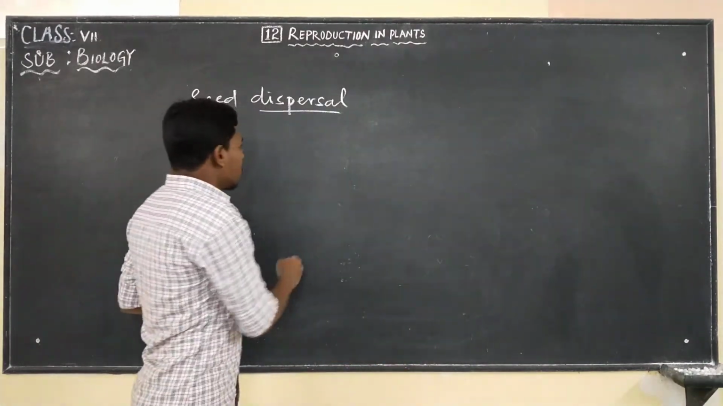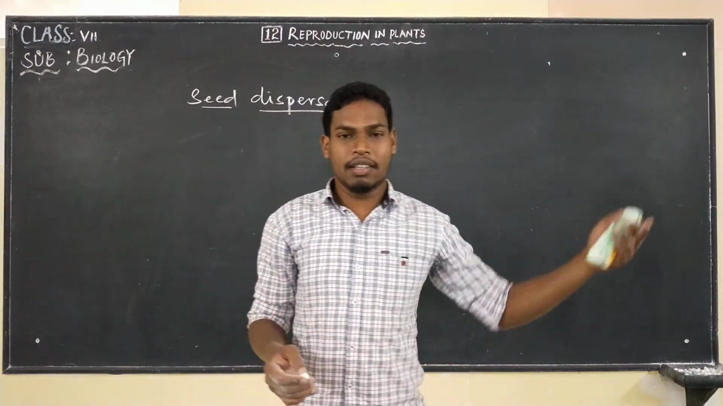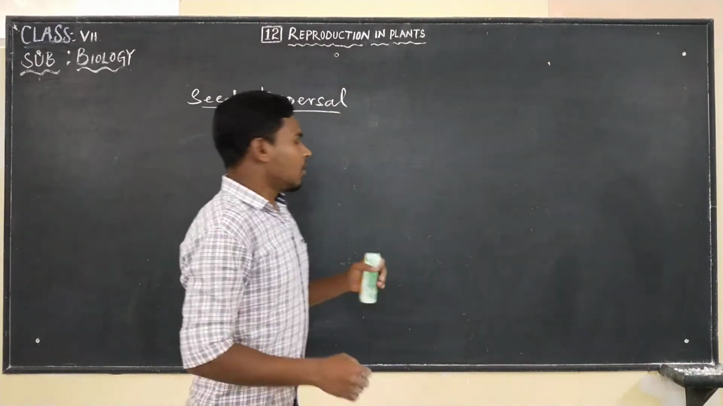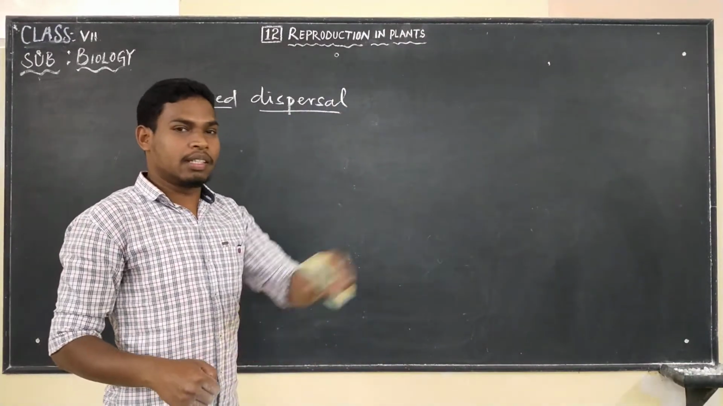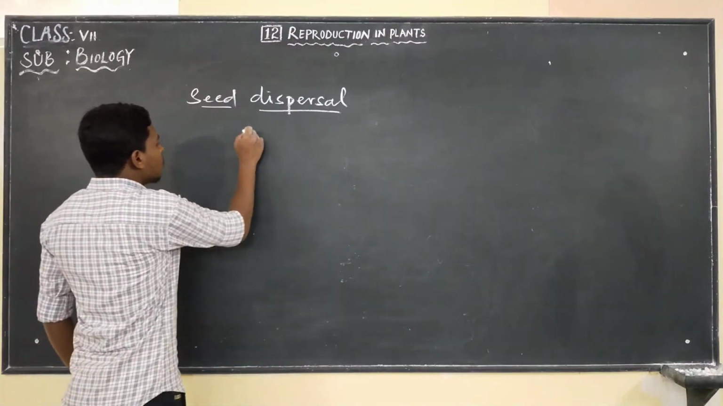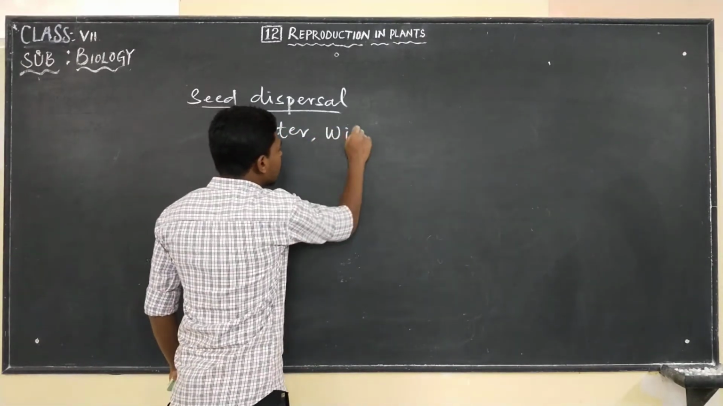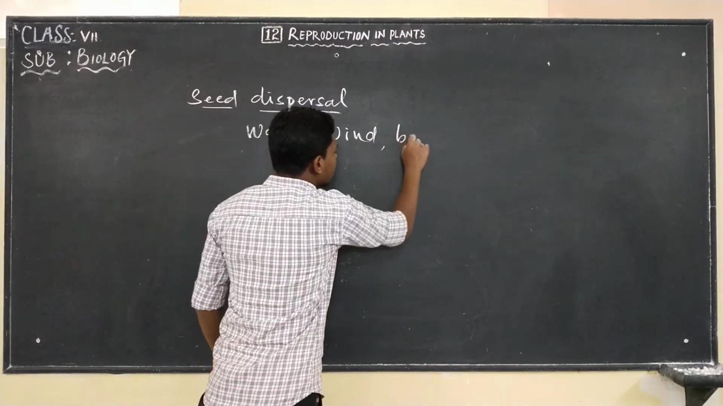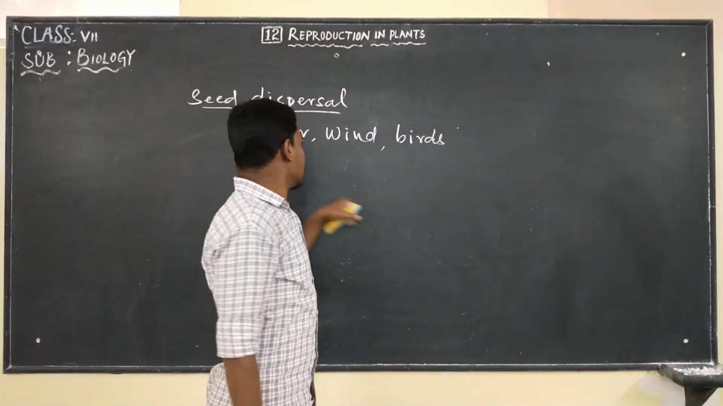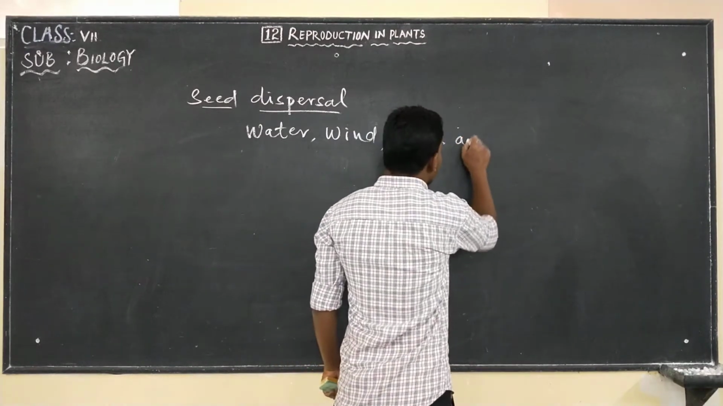You might have seen the same plants in different regions in nature. So why? How are they formed? The same plants occur in different regions because of seed dispersal. Seed dispersal may be through water, wind, birds and animals.